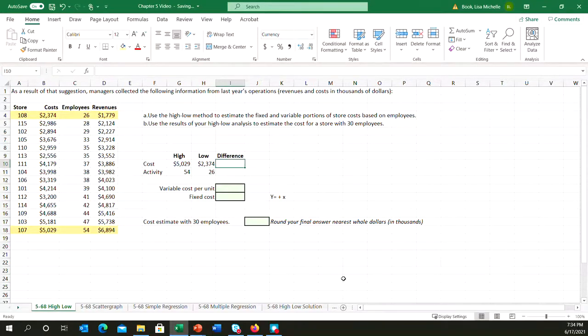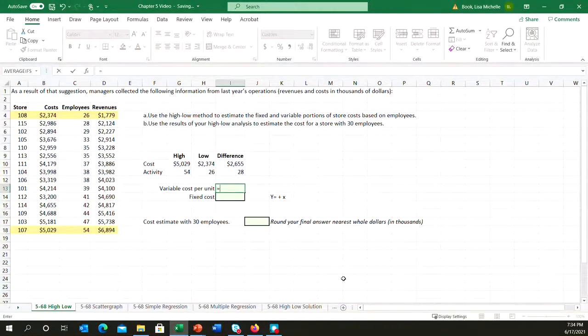So what I'm doing is I'm going to draw a straight line only through those two data points, ignoring everything else. And the first thing I'm going to go after is what is the slope of that straight line? Because the slope of that straight line is going to predict what the variable cost is. Every time we increase employee, what do we believe the cost is going to increase by? So I'm going to look at the change in cost. 5,029 minus 2,374 is a change of 2,655. I'm also going to look at the change in activity from the high low. 54 minus 26 is 28.